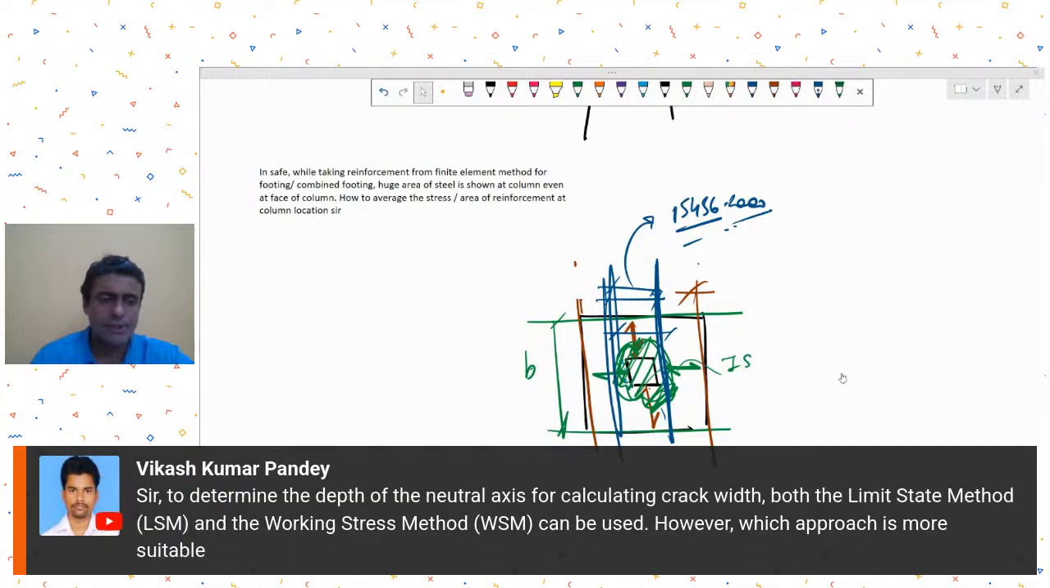Vikash Kumar Pandey is asking how to determine the depth of neutral axis for calculating crack width. Both the limit state method and the working stress method can be used. But if you follow the texts and the code, because crack width is a service check, you will see that the books are using, and the code is also recommending, the working stress based approach for calculating the neutral axis.